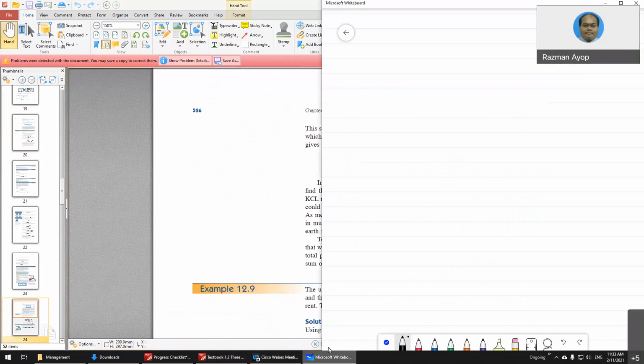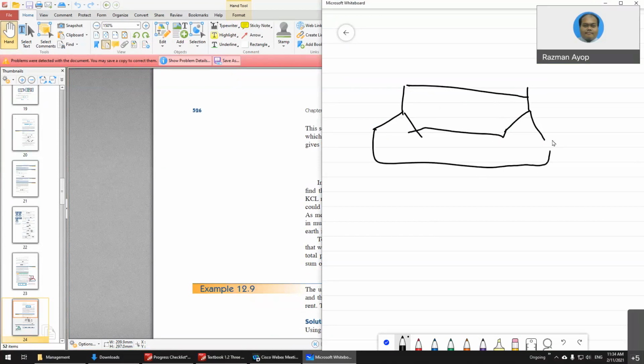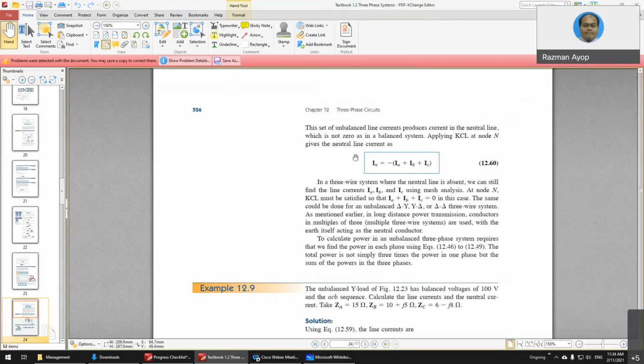Remember that I said for star-star connection, you have two types. You have the star connection, something like this. This is 3 wire. And there is another one called 4 wire, which means that you have a neutral wire. So if you have a neutral wire, it is much more easy.